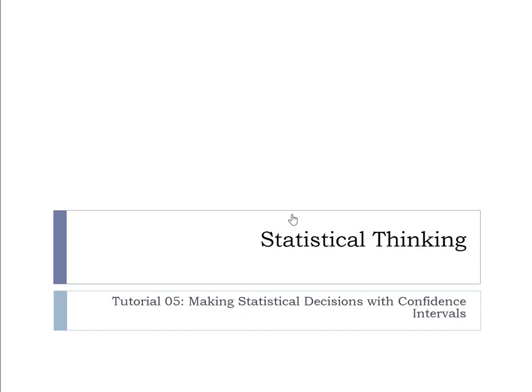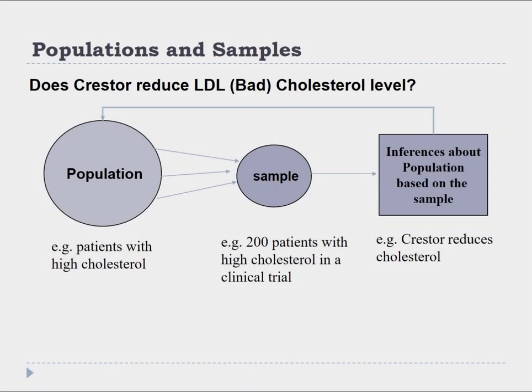Welcome to my fifth tutorial on statistical thinking, titled Making Statistical Decisions with Confidence Intervals. As should be clear by now, when conducting research, ideally we want to select a sample of quality data from a population of interest. A population we clearly define, like the population of individuals with high cholesterol.